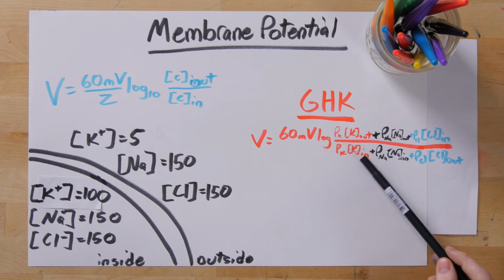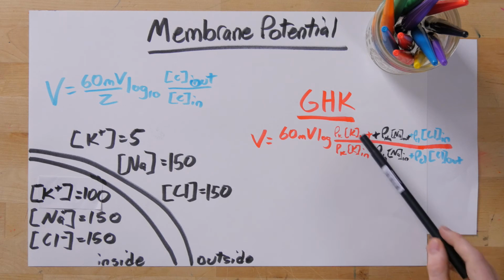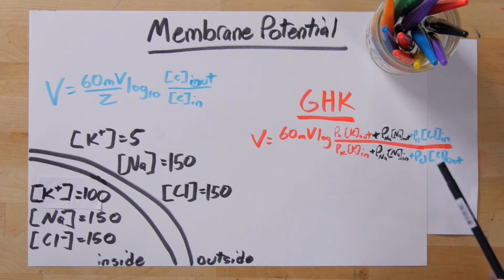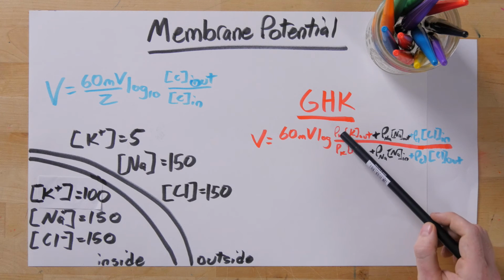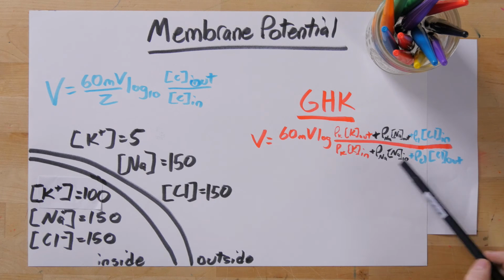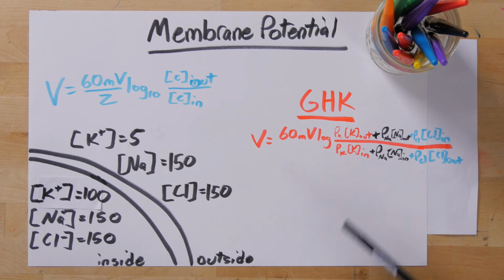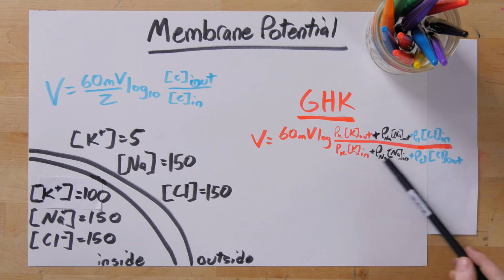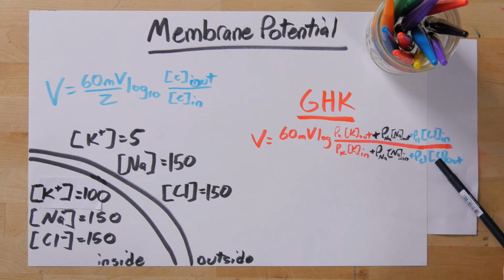This equation takes into account the concentrations of potassium, sodium, and chlorine across the entire cell membrane, and also takes into account the permeability of each one. The permeability represents how easily these ions can get across the membrane. If there are channels that are open for potassium, pK will go up hugely and outpower all of these values. So if you know the concentrations of all of these, you can figure out what the membrane potential is.